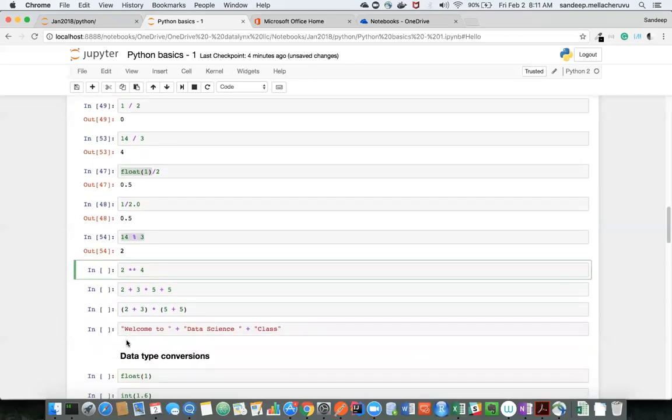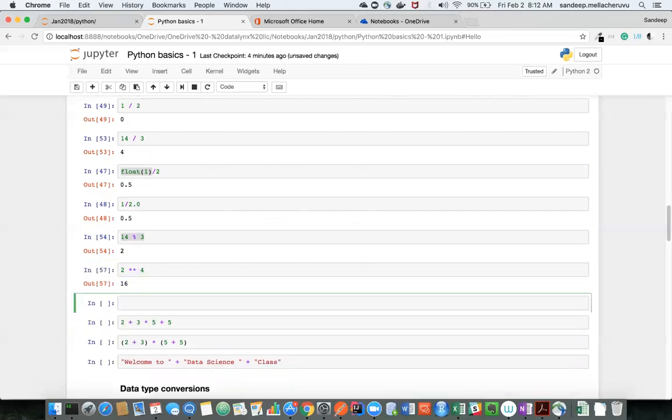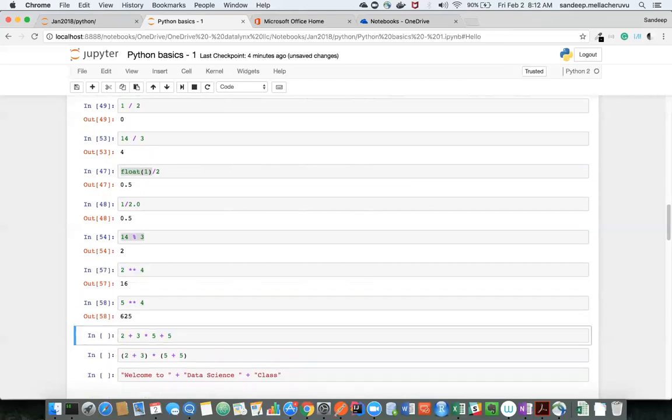Then again, if I want to do a power operation, there is an interesting operator here, which is double star. If I do it like this, it will become 2 power 4 and it will give you 16. I can do any power. For example, 5 power 4, I get 625. Any kind of powers I can do here.